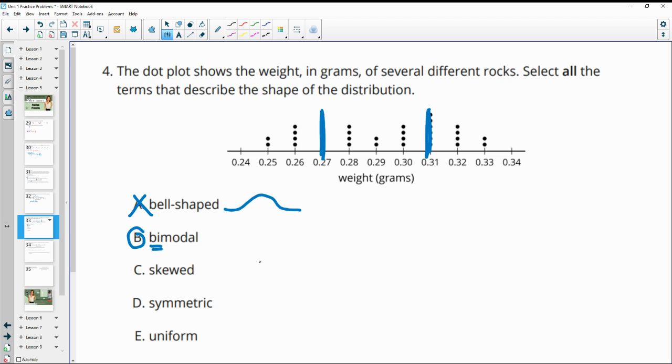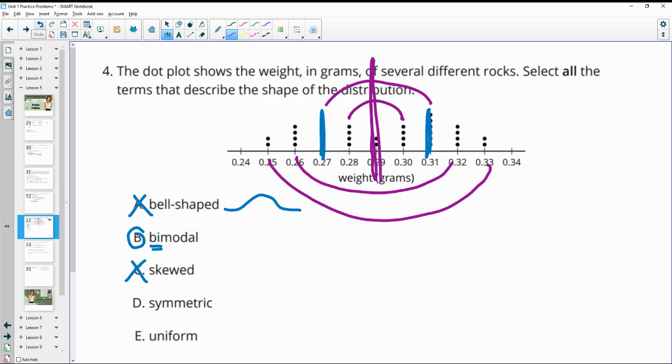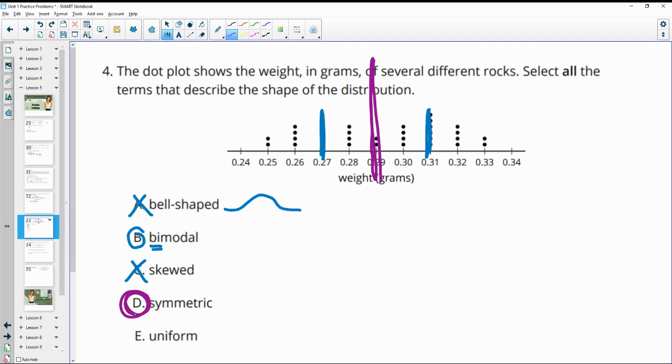Skewed would mean it goes further to one side than the other from the bulk of the data, and this doesn't. It just has two peaks over here, goes down, goes back up, and comes back down with two peaks. No skewing. Symmetric means that there's a middle that is the same on each side. Like if you could fold it in half, all the data would land on itself. So this peak would land here, this one matches this one, and this one matches this one. So this one is symmetric around that middle line there. And then uniform means all of the data points are there the same amount of time. We can see that that's not true because we've got this one here two times and this one here four times.